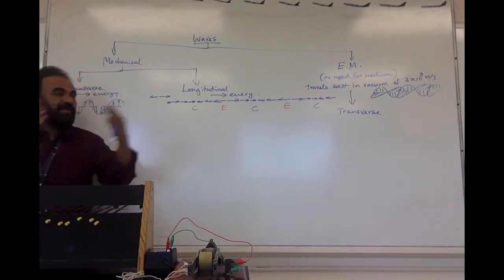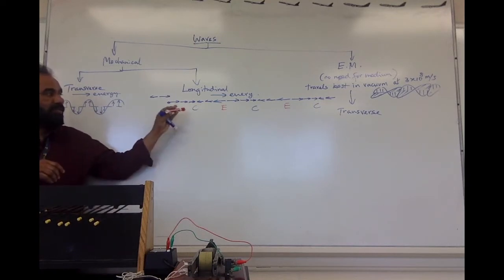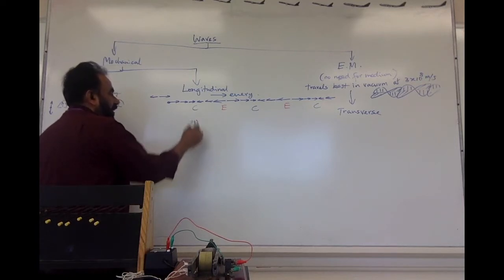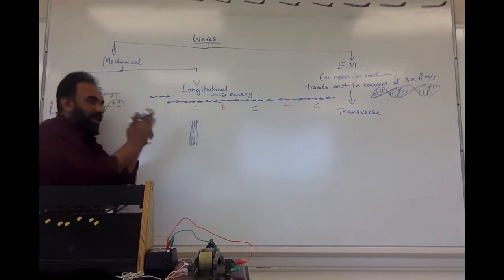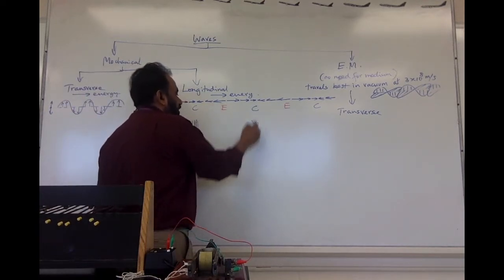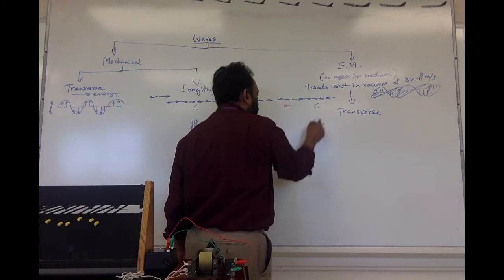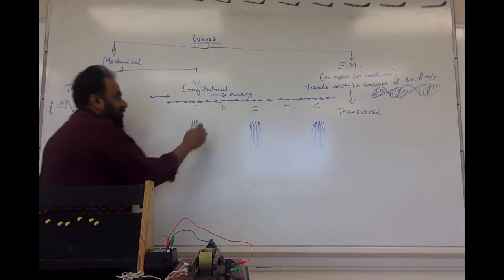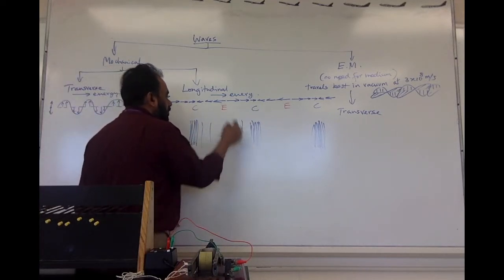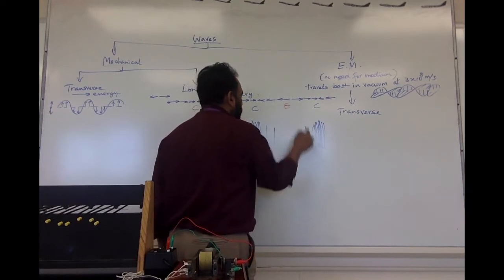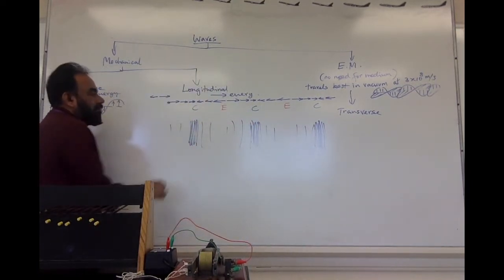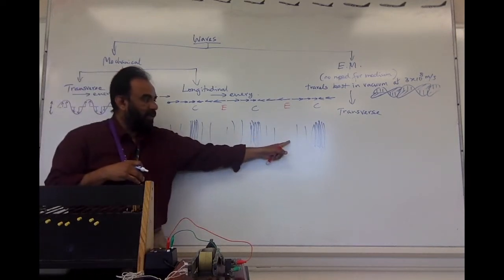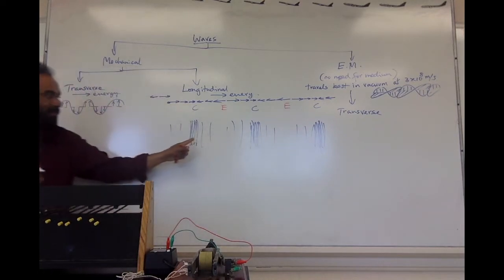Particles going towards each other, particles moving away from each other. So this is what is known as a longitudinal wave. On a slinky, you'll see compression when the slinky is all collected together, when the coils are all touching each other. This is expansion, where the particles are moving away, and these are all compressions, compressions, compressions.